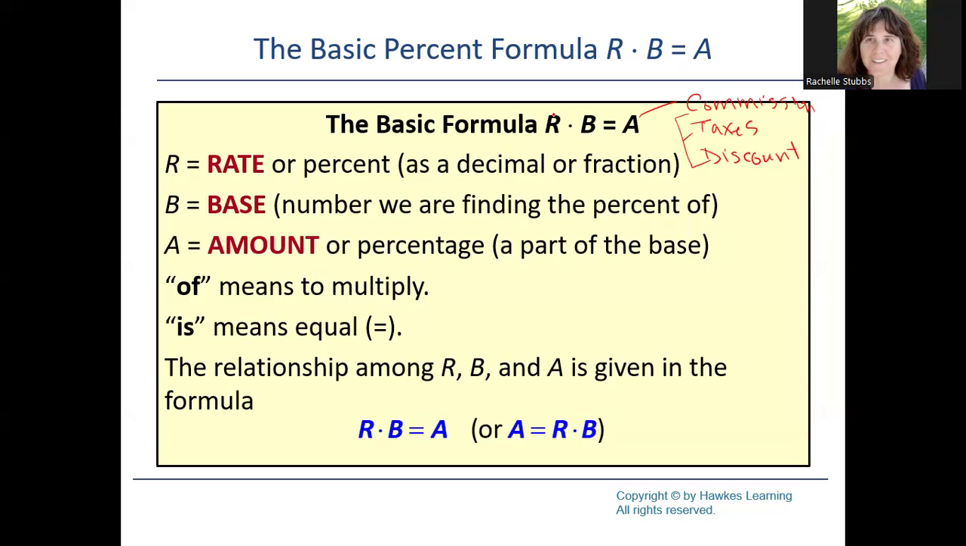But you have the rate, that's always a percentage. The base is basically the cost of an item, and then we take it and we find its discount. Or the word of, just as a reminder, means to multiply, and is means equal. So this is where we really see the word is being used as an equal sign. Okay, so rate times base equals amount.